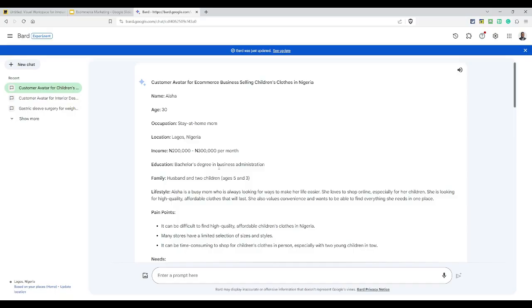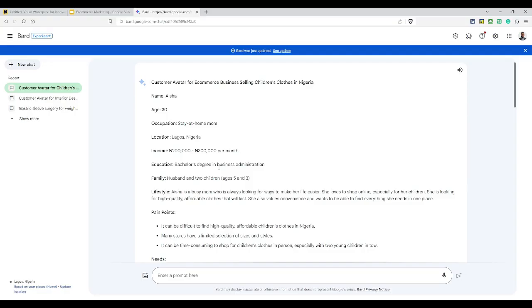So I hope that you found that really helpful. In the next module, we're going to be talking about the right website for an e-commerce business. So I encourage you to download the worksheet attached and create your own customer avatar. The more you create, the better.